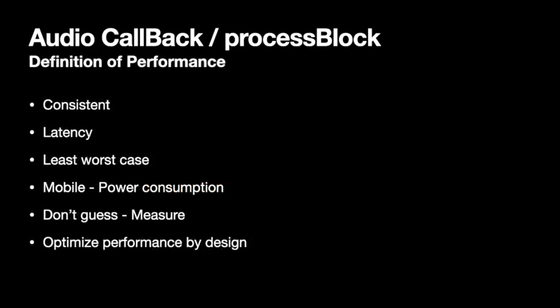So for audio programming, we can define what we mean by performant. We are looking to create a consistent or known number of processor cycles per process block wherever possible. We look to reduce latency by creating smaller block sizes, so we actually have less time to fill the buffer. Our objective is to create the least worst number of CPU cycles per block. It is the worst case that will cause that click.